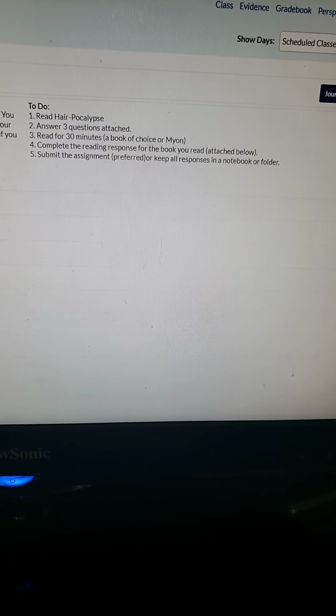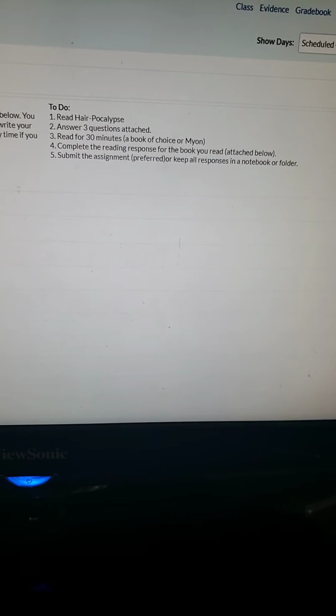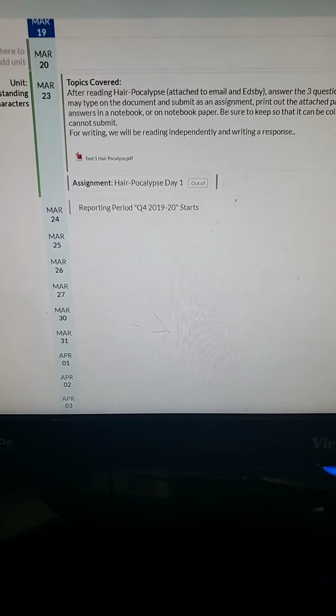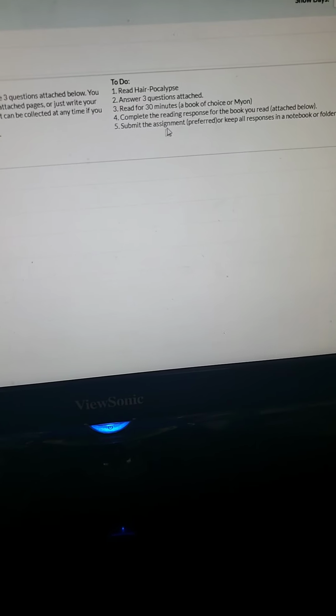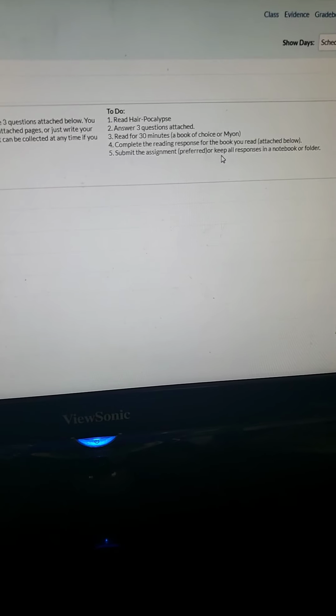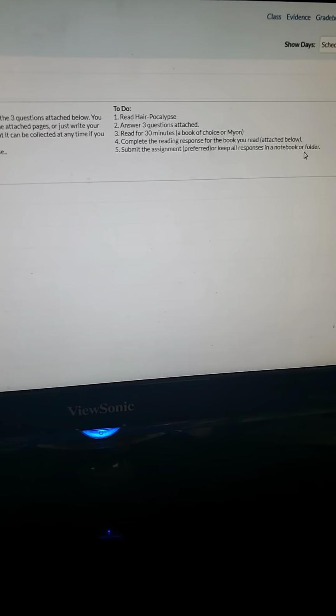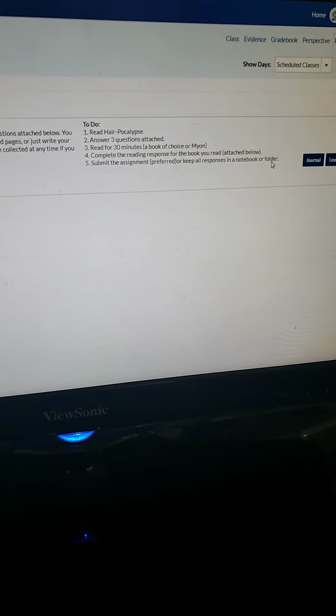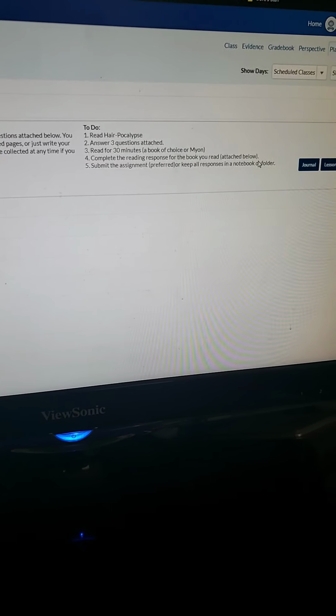When you're finished, you will submit the assignment right under here where it says assignment. You'll have an opportunity to submit it. If you cannot, that is obviously preferred so that I can collect grades. If you cannot, then just keep all responses in a notebook or folder so that we can collect it when we meet again.